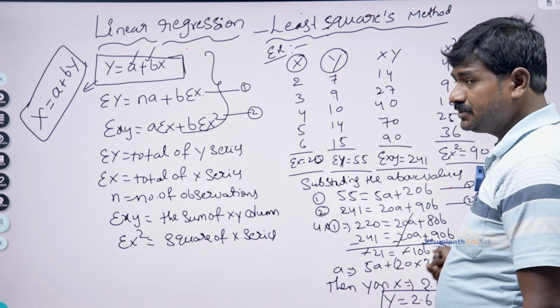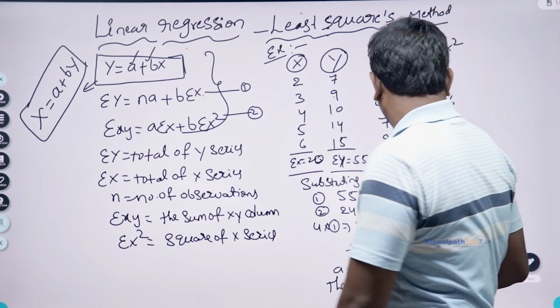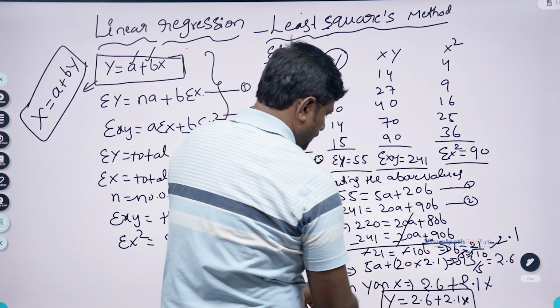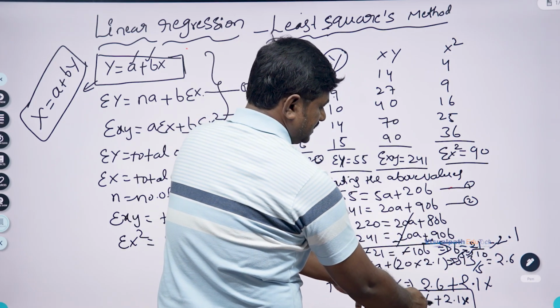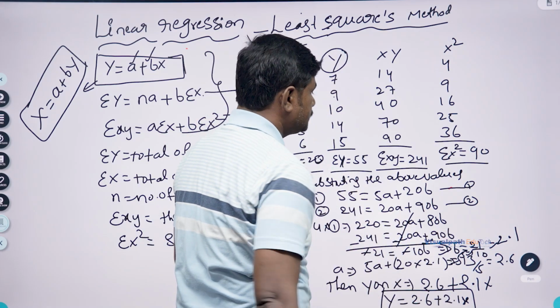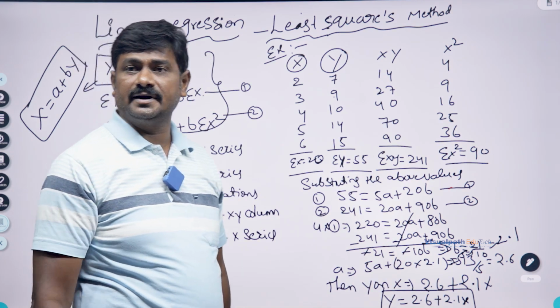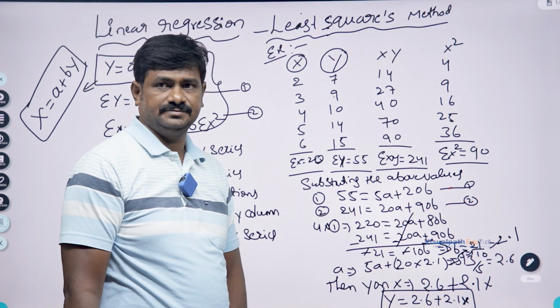Then substitute these a and b values, that is 2.6 and 2.1. Then y is equal to 2.6 plus 2.1x. So this is y on x. This is the least squares method in linear regression.